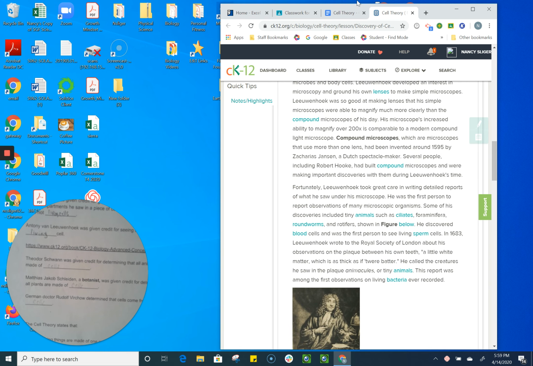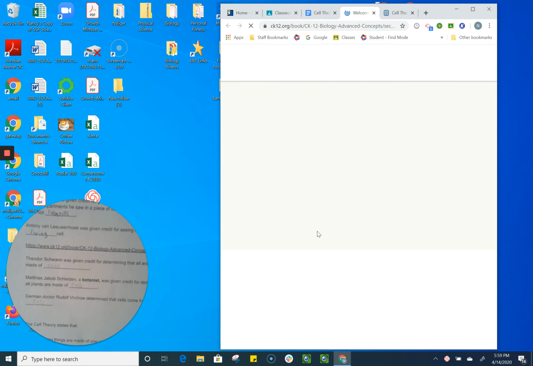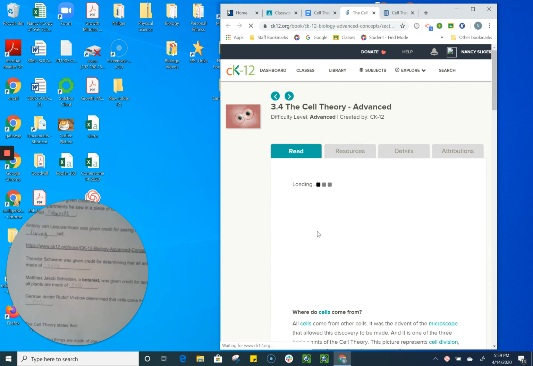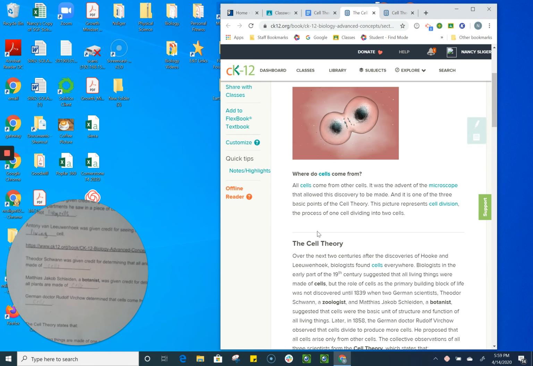Now I'm going to go back to the original document. I'm going to click here on this link, which will pull up some more information about the cell theory. The cell theory basically tells us that all living things are made of cells. The cells are the basic unit and structure of life, and that cells must come from other cells.